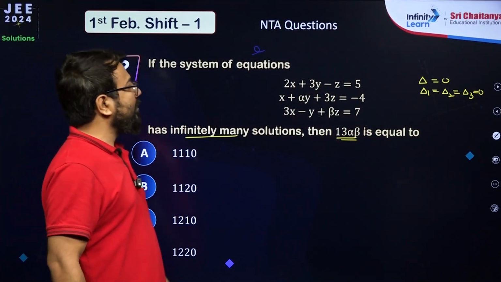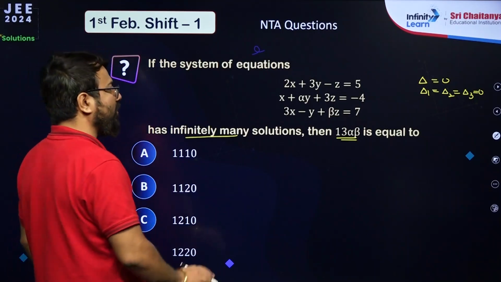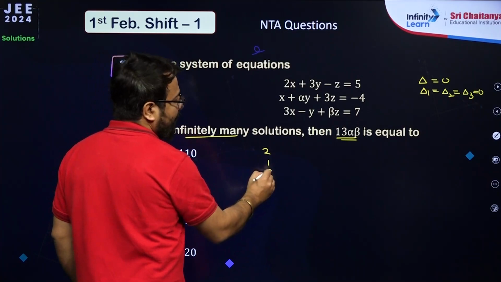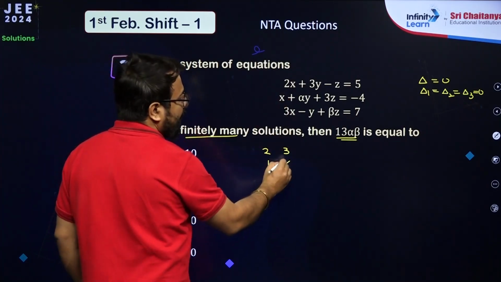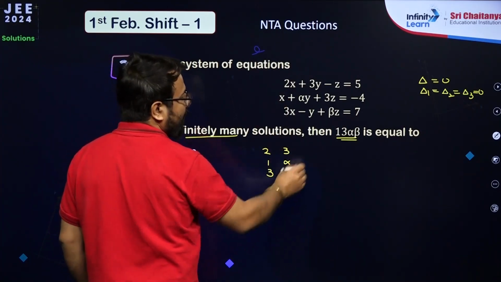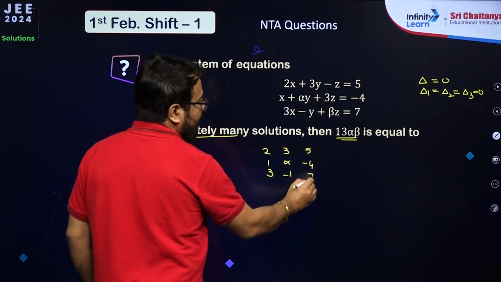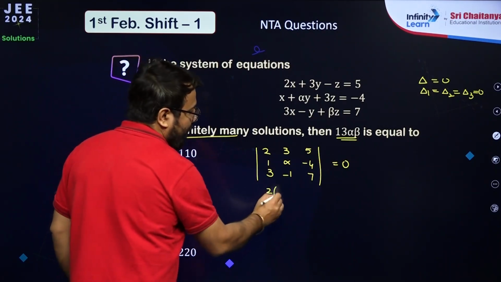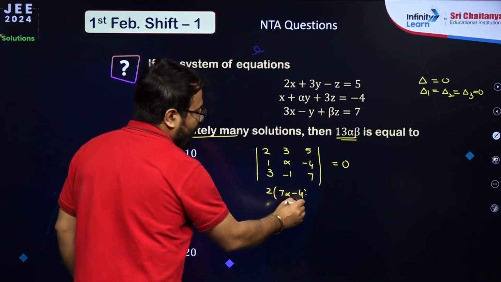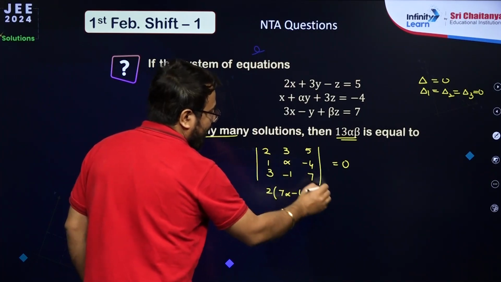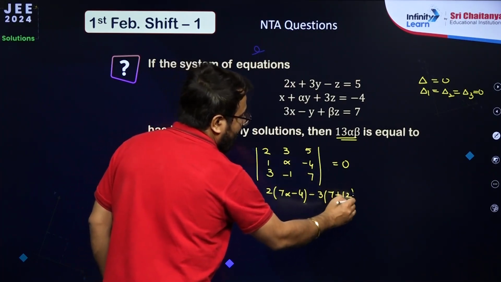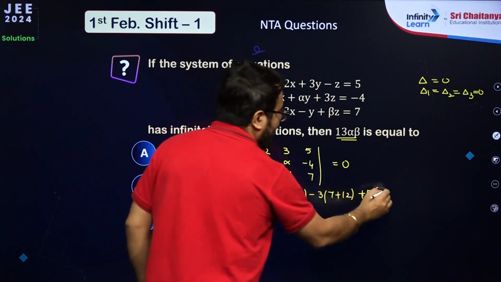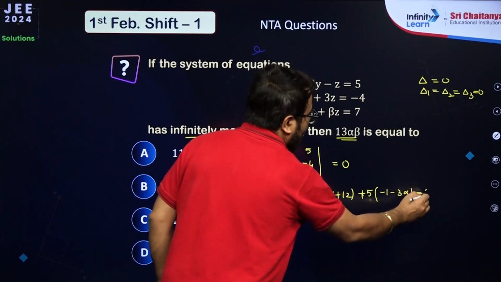So I need to get the value of alpha and beta first of all. So what I'll do, I'll write the value of delta 3. Delta 3 means 2, 1, 3 will be the first column. 3, alpha, minus 1 will be the second column. And 5, negative 4 and 7 will be the third column. If I make this determinant 0, then that is 2 times (7 alpha minus 4), minus 3 times (7 plus 12), and plus 5 times (minus 1 minus 3 alpha), and this is equal to 0.